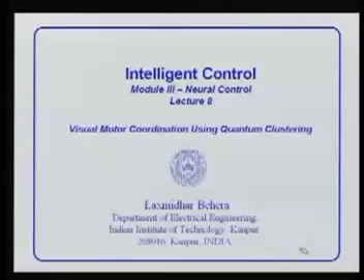It may be a little difficult for you to follow, but just go through the class. You may be interested to do something interesting in this area if you have a liking for it. So, this is the 8th lecture on component neural control, which is module 3 of our course on intelligent control. Visual motor coordination using quantum clustering.